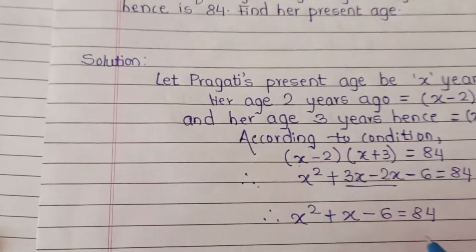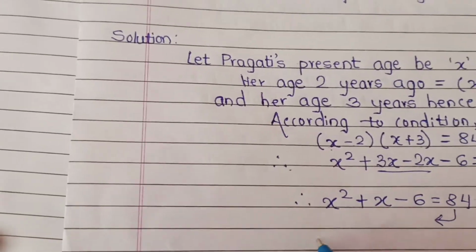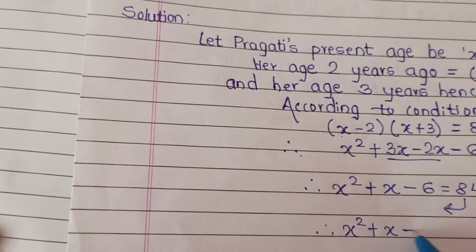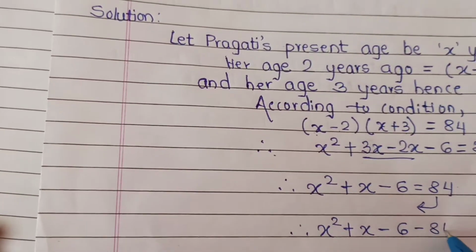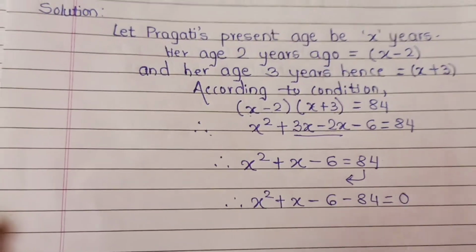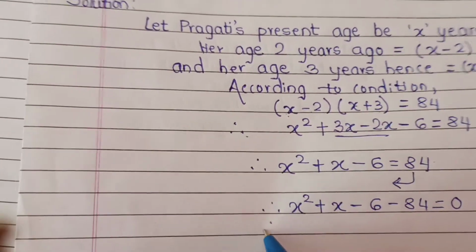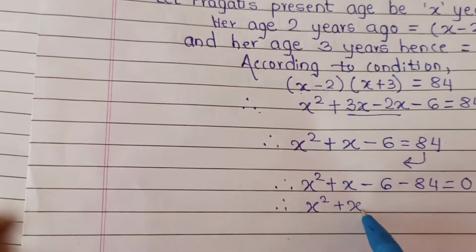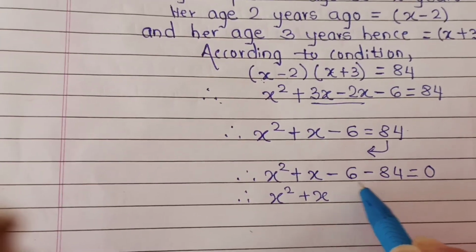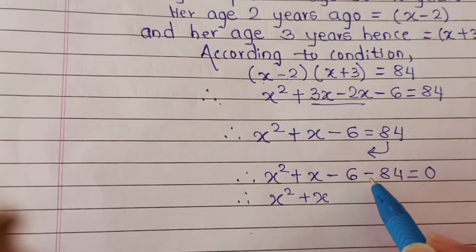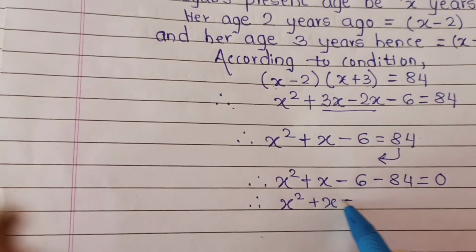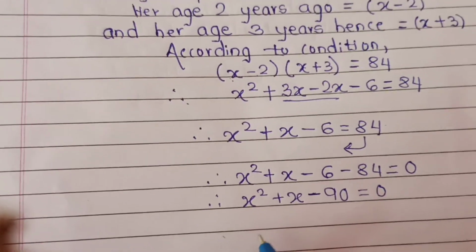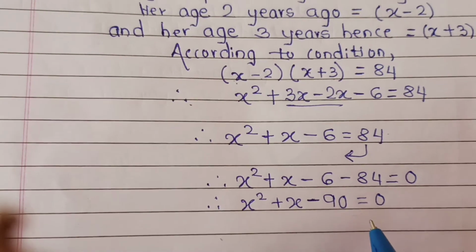Next step, 84 will be transferred to the other side of equal to, so the sign of 84 will change. x square plus x minus 6 minus 84 is equal to 0. Therefore, next line, x square plus x, minus 6 minus 84, minus minus we will do plus and give the greater number sign. So it's minus 90 is equal to 0. So from the given condition we have framed the quadratic equation.